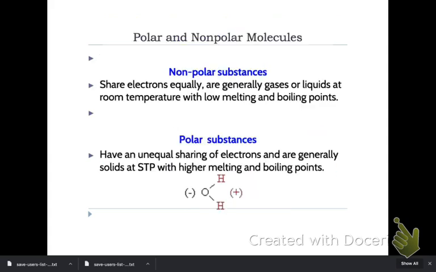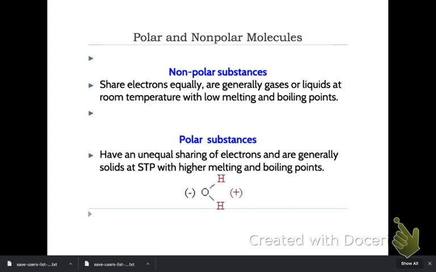So the type of bonds also influences some of the physical and chemical properties of these compounds. If you're nonpolar, and again, they share those electrons equally, they're usually gases or liquids at room temperature, and they have low melting points and low boiling points. So think about that nonpolar bond. The forces that hold those substances together must not be very strong if it's easy to melt them and easy to boil them. Polar substances, on the other hand, have an unequal sharing of electrons.